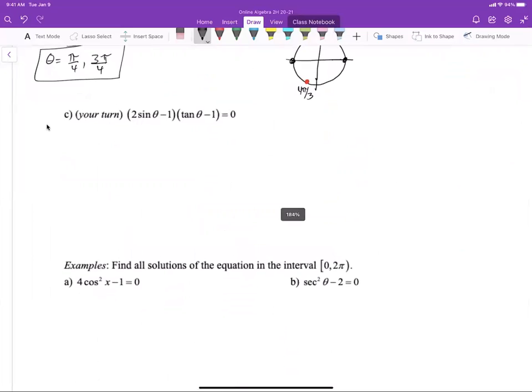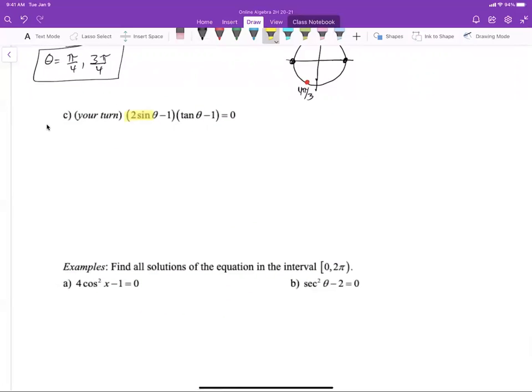Welcome back. I know that what's in parentheses here is equal to 0, or tangent theta minus 1 is equal to 0. So I have 2 sine theta minus 1 is equal to 0. I'm going to add 1 to both sides and divide both sides by 2. Sine is equal to 1/2. Let's go ahead and take tangent theta minus 1, set that equal to 0. Add 1 to both sides. Tangent theta is equal to 1.